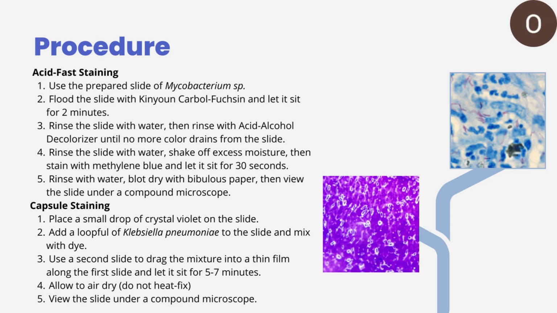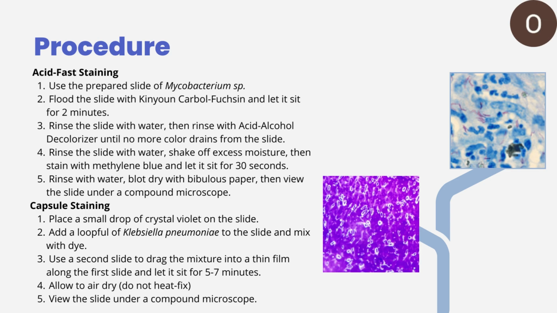For the capsule stain, we added a small drop of crystal violet to the slide, and then we aseptically added a loop full of K pneumoniae to the slide. We made sure to heat the loop before we added it, and we mixed it with the dye, and then we used another clean slide to drag the liquid over the slide into a thin film, and we let that sit for 5 to 7 minutes until it dried, and then it was ready to view under the microscope.